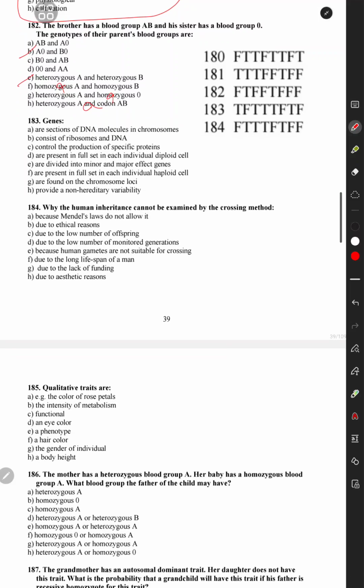Genes are sections of DNA molecules and chromosomes. Yes, consist of ribosomes and DNA. Control the production of specific proteins. Are present in full set in each individual diploid cell. Are divided into minor and major effect genes. Are present in full set in an individual haploid cell.